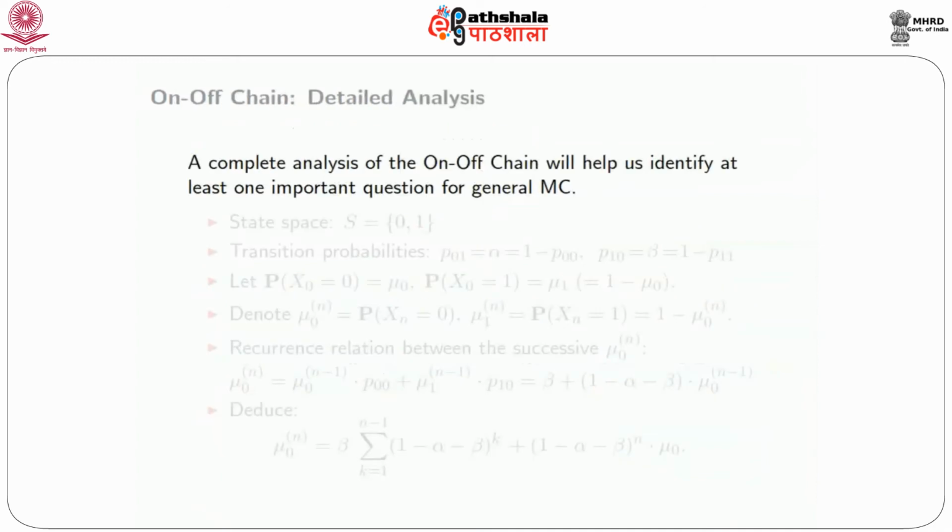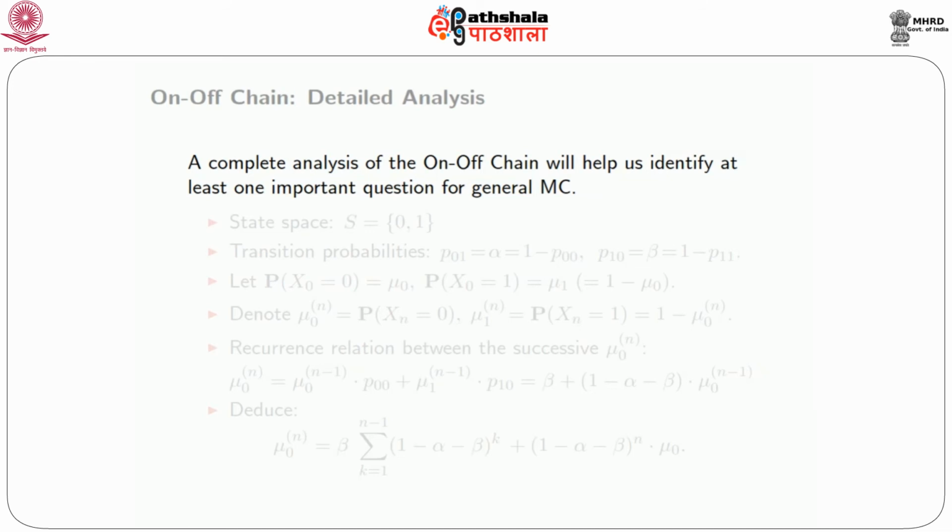Before we get to the question, let us again go back to a very simple example, the on-off chain. We have already seen this chain as an example. The reason I want to go back to it is that a complete analysis of the on-off chain is going to be possible explicitly, and it will help us identify at least one important question for general Markov chains.